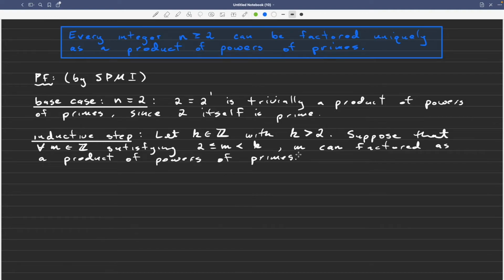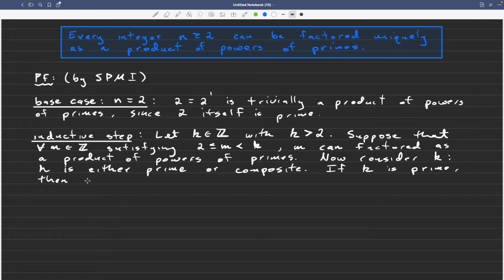Okay, so now we know that starting at 2, everything less than k can be written as a product of powers of primes. Now we want to consider k itself. So now consider k. k is an integer, and it's greater than 2, so it's either prime or it's not, right? So k is either prime or composite. And we're trying to prove that k can be written as a product of powers of primes. Well, if k is prime, then k, just like in the base case, is trivially a product of powers of primes. So suppose k is composite.